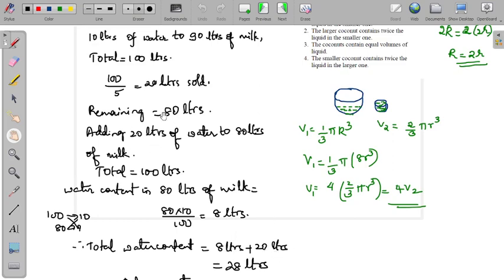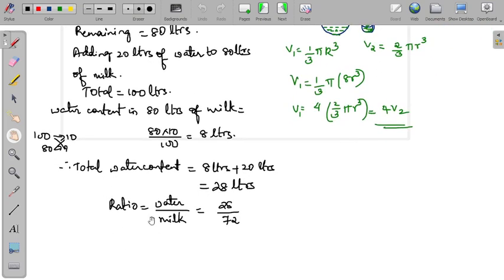Now, presently, the 20 liters were added. Even before that, we had added water, so that we have to find out. In 100 liters it contained 10 liters, so 80 liters contained how many liters? This was the remaining amount. You can do this first and this next. So, 8 liters initially plus the new 20 liters, total 28 liters of water is there in that milk.